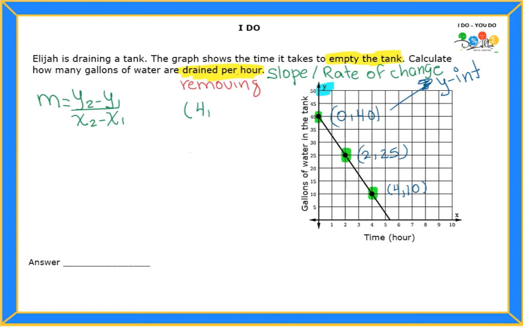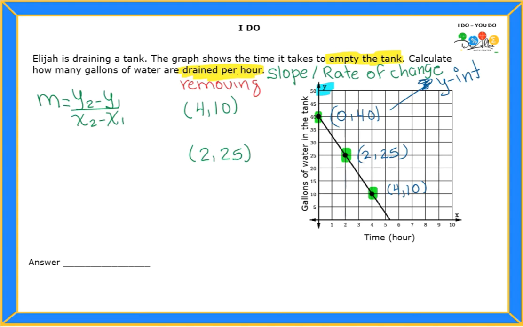So I want to choose 4 and 10. And I also want to choose, which one? I'm going to erase that one. Okay, so I'm going to choose 2 and 25. The reason why I am erasing my numbers is because I want to have enough space to write my labels, right? So what are my labels?